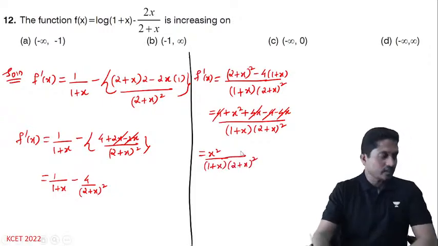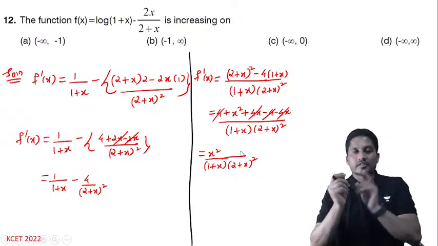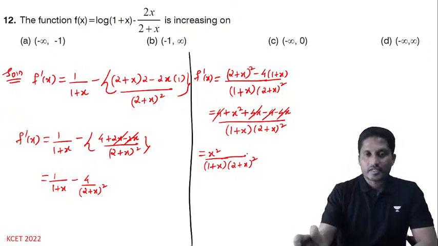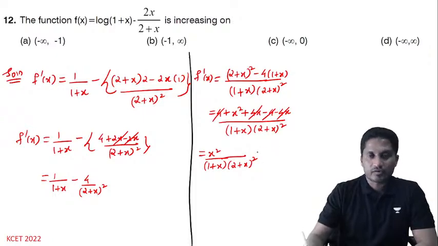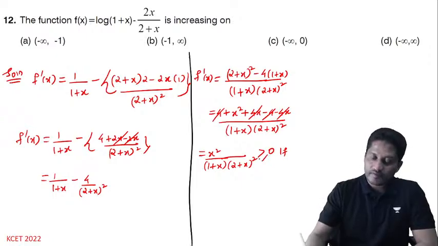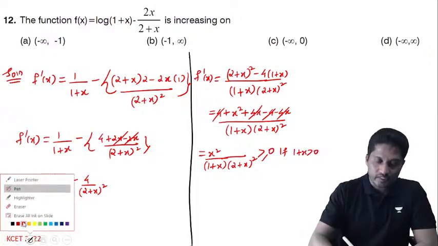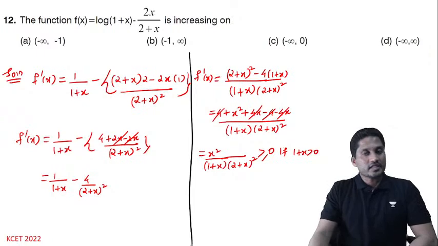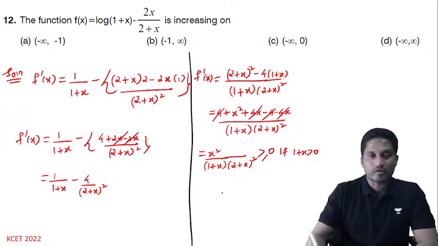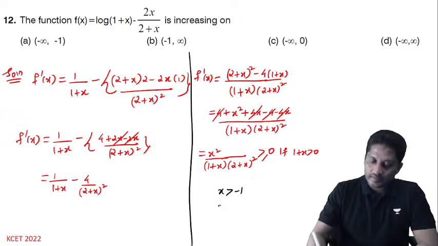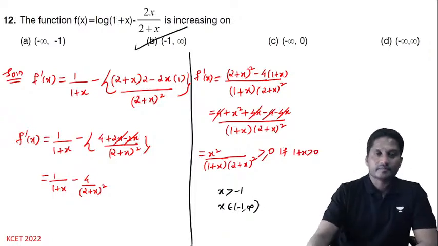Now according to the question, I am supposed to find the intervals for which this function is increasing. x square is always positive, right? 2 plus x the whole square is always positive. So this fellow is positive, as in I can tell greater than or equal to 0 as well, if 1 plus x is greater than 0. Am I right? So because x square is positive and 2 plus x the whole square is positive, this is positive only when 1 plus x is positive. This means that x is more than minus 1. x belongs to minus 1 to infinity. Answer is option B.